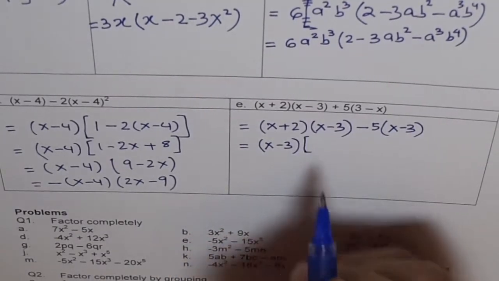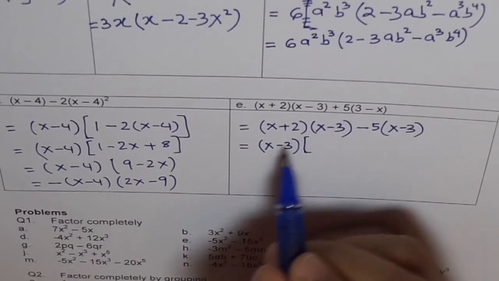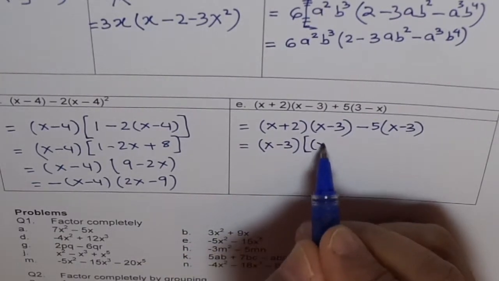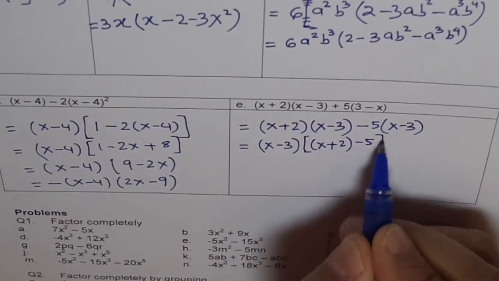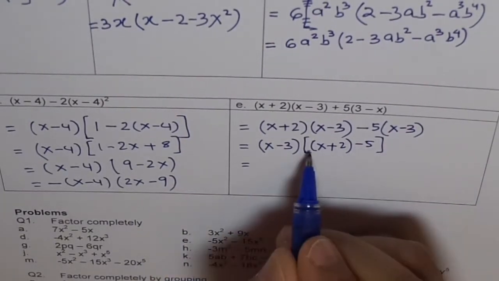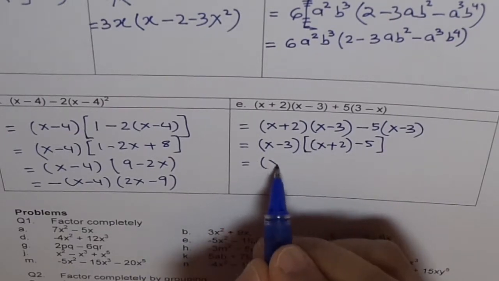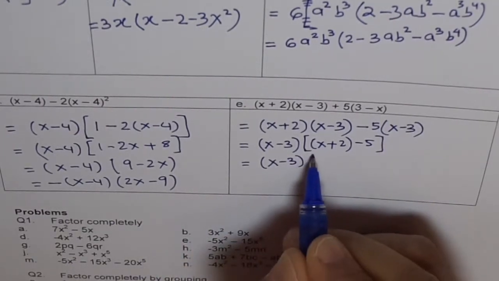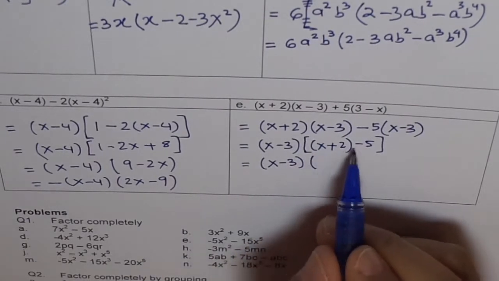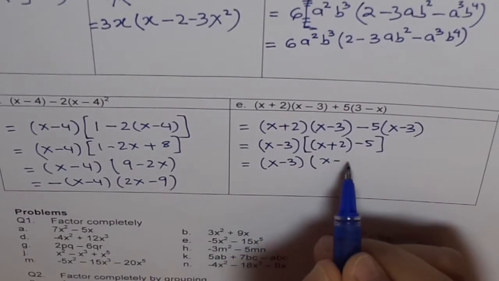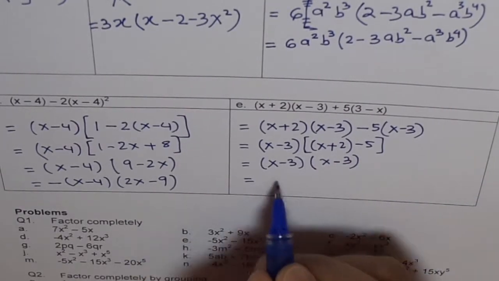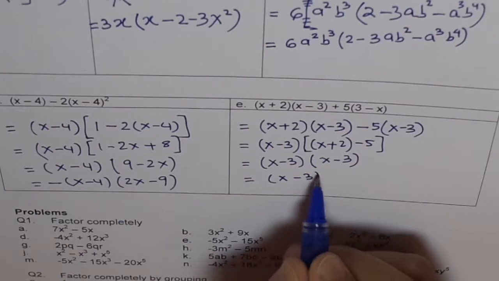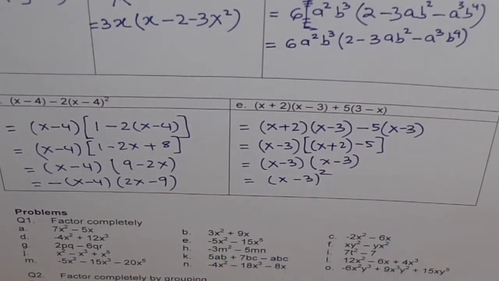I prefer to use square brackets. Now x minus 3 is common. You are left with x plus 2, and here you are left with minus 5. Now you can simplify terms in the square bracket. You get x minus 3 times, x plus 2 minus 5 is x minus 3, correct? So this could be written as x minus 3 whole square, correct? So that's the way it can be done.